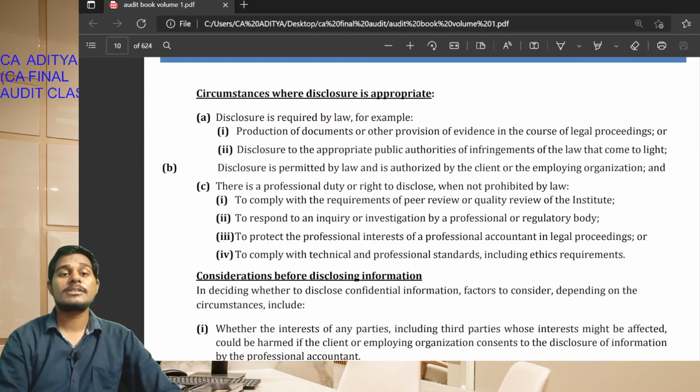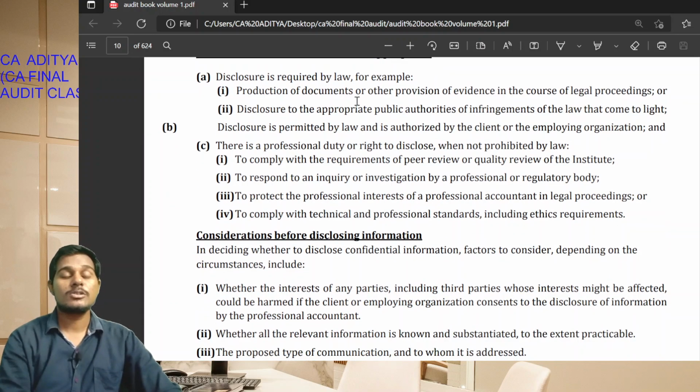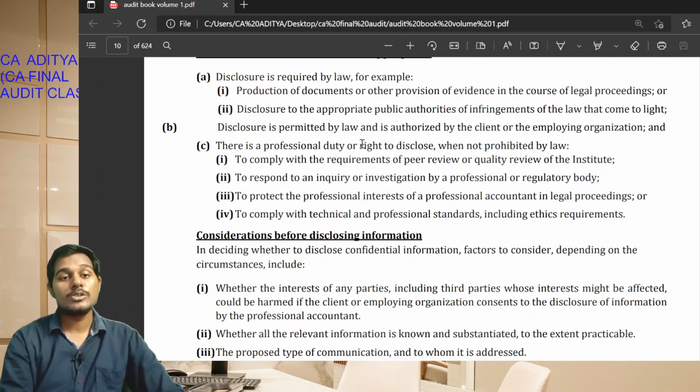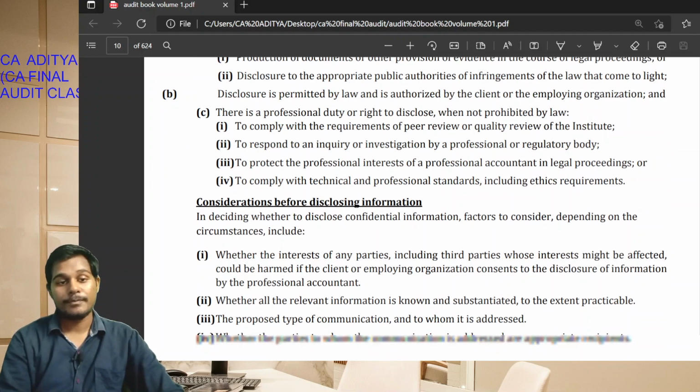Circumstances where disclosure is appropriate: disclosure is required by law. Example, providing documents or other evidence in court in legal proceedings, or disclosing to the appropriate public authority an infringement of law. Disclosure where there is a professional duty or right to disclose, when not prohibited by law. Read this, students, very important.